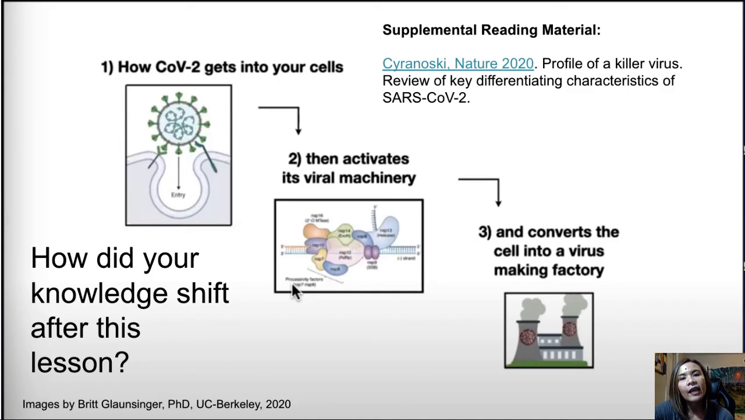Now, I'd like you to revisit your response at the beginning of the lesson where you shared how cells get infected by SARS-CoV-2. How did your knowledge shift after the lesson? You are going to answer this question in our discussion board in our learning management system, and it'll be due in a couple of days.